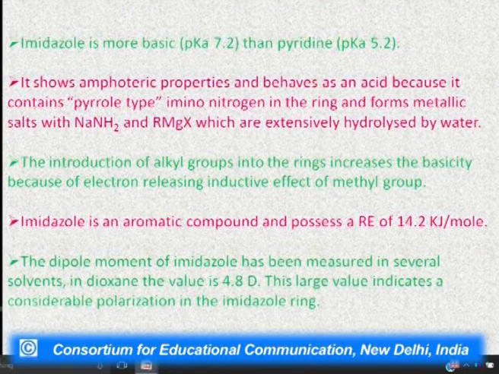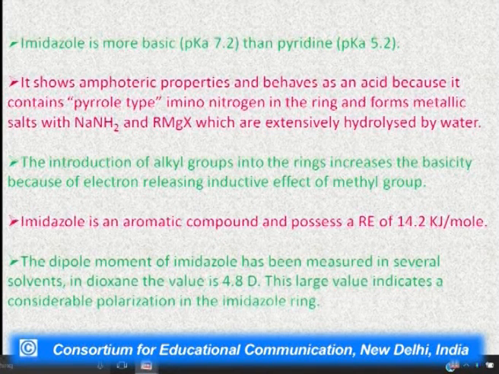Imidazole is more basic, with a pKa value of 7.2, than pyridine, which has a pKa value of only 5.2. It also shows amphoteric properties and behaves as an acid also, because it contains a pyrrole type nitrogen in the ring, and it forms metallic salts with sodamide and RMgX, which is a Grignard reagent, which are exclusively hydrolyzed by water. Further, the introduction of alkyl groups or any electron releasing group in the ring increases the basicity, since it will increase the electron density on the nitrogen which is available for its basicity.